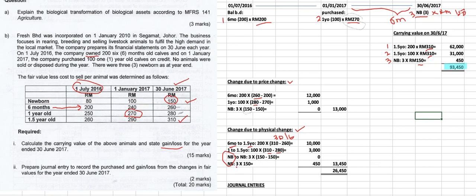Okay, and then on that day you get the newborn for free, so that is also gain. So 3 times 150. So altogether you get 13,450 for the physical change, and this price change you plus with the physical change you get 26450. So 26450 is the revenue. This is the revenue, ataupun kita panggil dia sebagai gain on fair value. This one will go to SOPL under income, ya. This revenue.